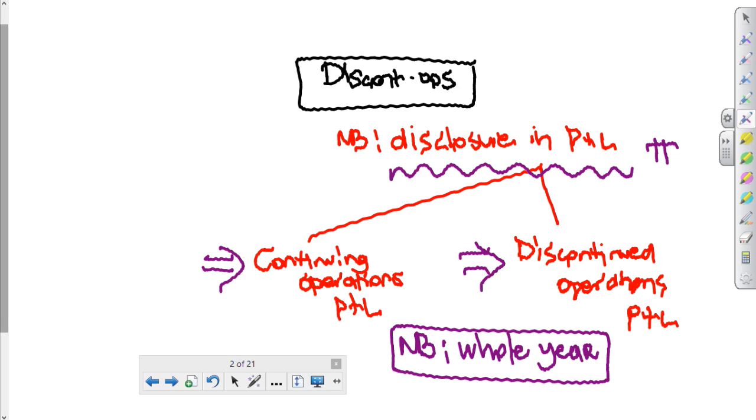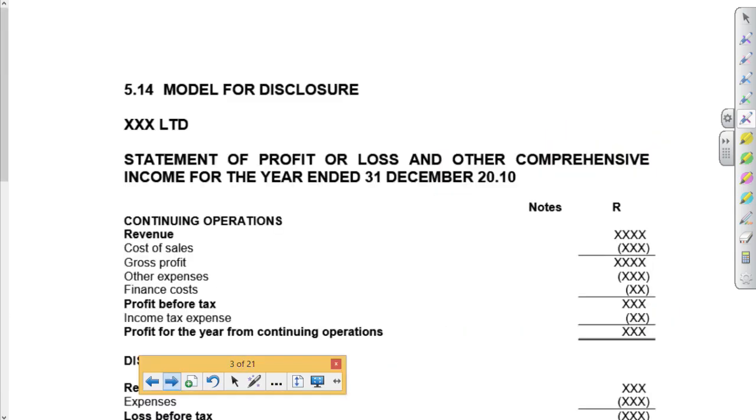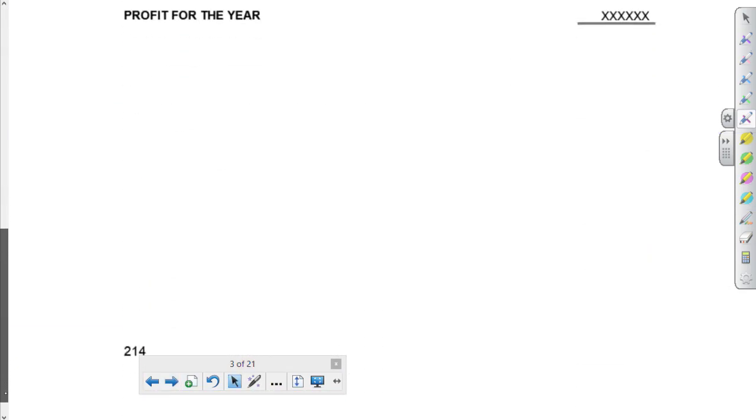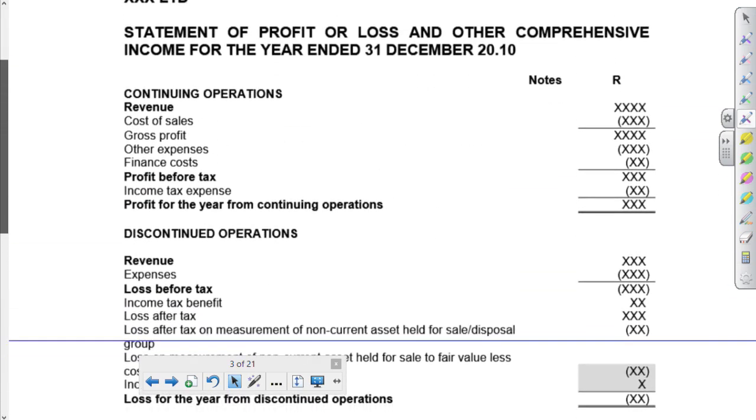Do you agree that's the useful information for a user? The user wants to know, what are next year's sales going to look like? If I've discontinued half my business, I can only expect half to continue next year, isn't it? And that's got nothing to do with the date of this discontinuance. And in some cases, we wouldn't even have yet discontinued, isn't it? The plan might have just been put in place at year end. But for the next year, or maybe for the year after that, we know that a piece of our business is going to disappear. Okay, so there are two allowed models for disclosure. This is page 214 in your study guides. Two allowed models for disclosure.